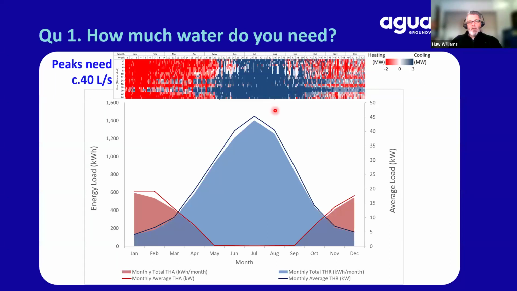Now, if you were to come and ask me, okay, I need up to about 2.5 megawatts of cooling and about 1.5 megawatts of heating peak, well, we might be looking at something in the order of 40 liters a second. And I'm going to say, well, 40 liters a second is a lot of water, even for a big site. But when we start to break it down, when we start to look at the monthly averages in the loads and the average loads and the total loads, we start to see that there is a lot to be said for simultaneous heating and cooling loads.